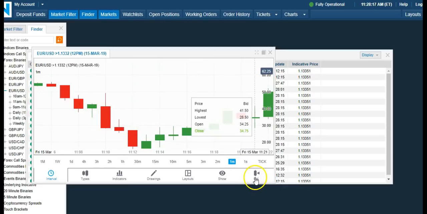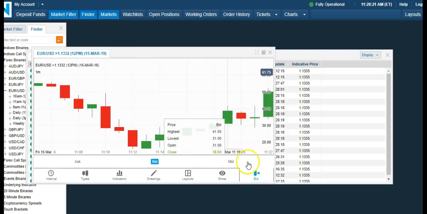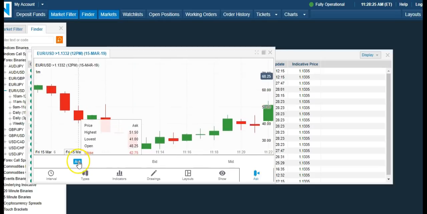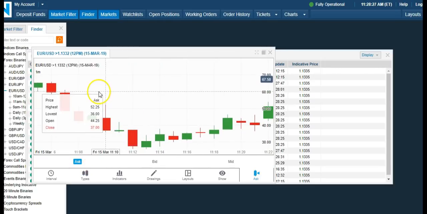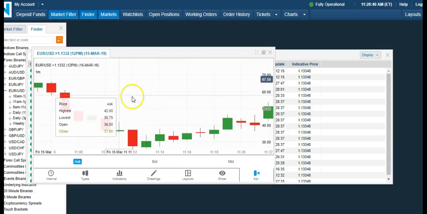So what you want to do is click off where it says bid there. It may say mid, it may say LT. We're going to go to ask. And on the ask side, again, the low is 37.75, the high is 46. He paid 41. So we don't know exactly which one it is.